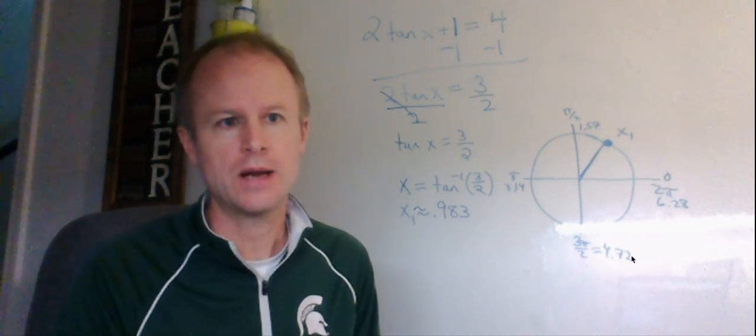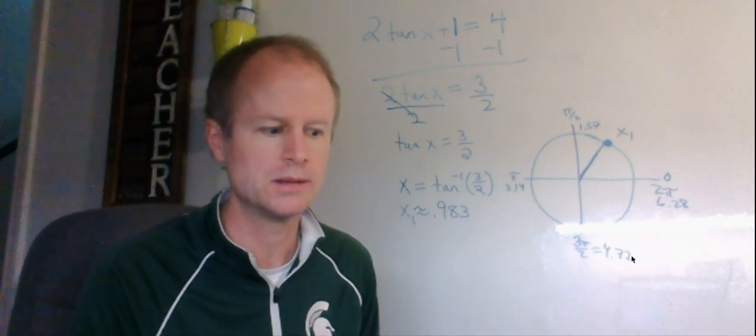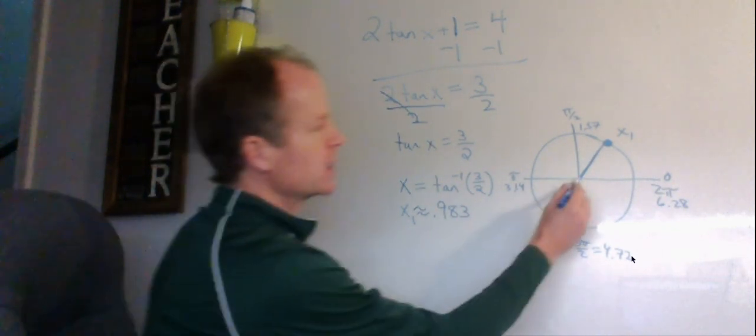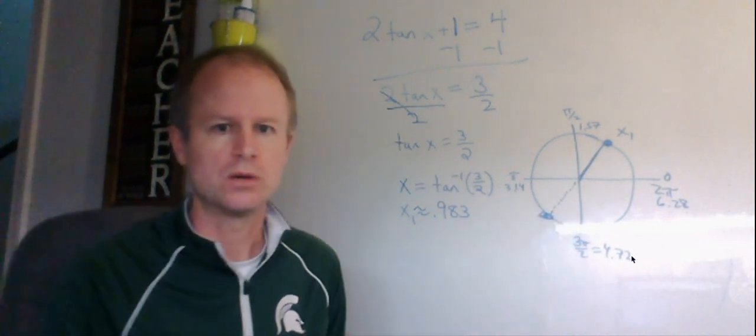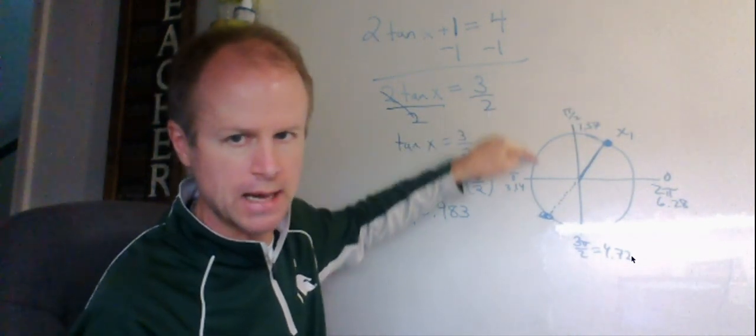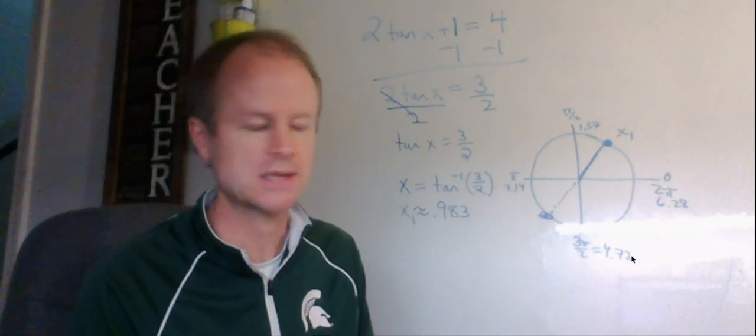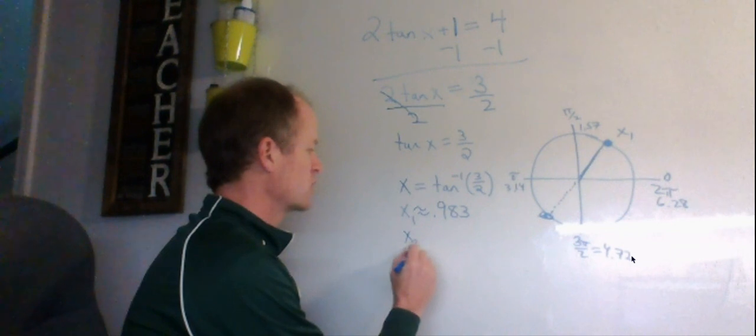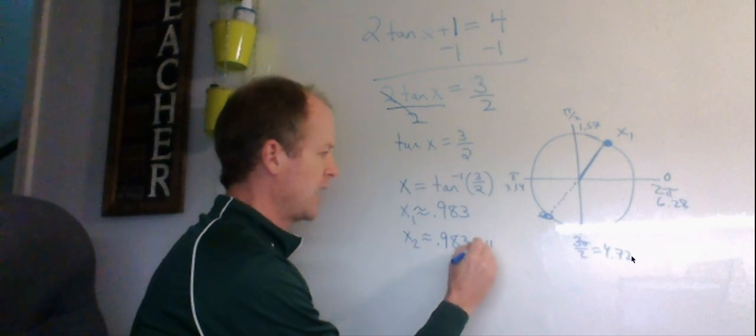Now, that's not the only place that this happens on the unit circle. If you think about slope and where else on the unit circle would have that same slope, it's going to be the angle that goes directly across down there. Think about how much I would have to add from here to get down to here. It's halfway around the circle in order to land on that same line, so it's going to be plus pi. So I'm going to take x1, 0.983, and simply add pi to get x2.